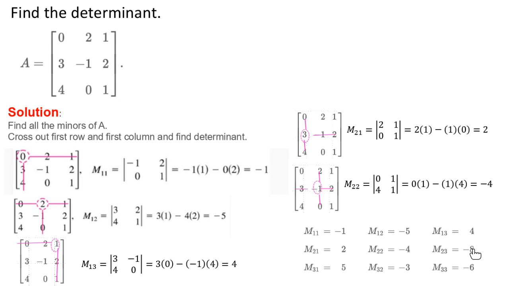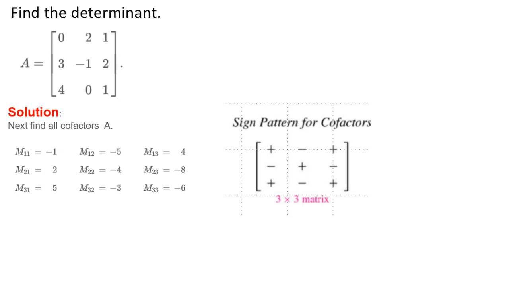And then eventually you get all 6, right? Or all 9 of them. So I have all my minors. So your next step, once you have these minors, is you need to find the cofactors, okay?